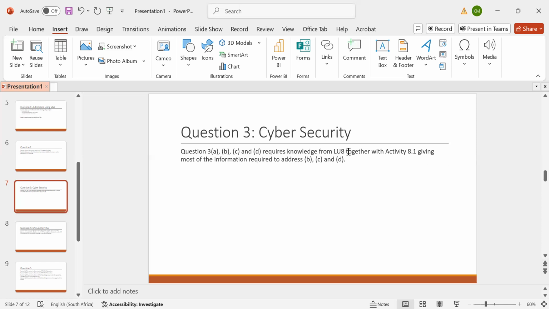I also mentioned here that Learning Unit 8, together with Activity 8.1, gives the most information to address question 3B, C, and D. So that means even B, then C, then D, Learning Unit 8, specifically Activity 8.1. If you have done it, you would have all the marks there. That's also the area you find easy to attempt. If you are to identify incidents, you can easily identify them and save time, especially in exam time.